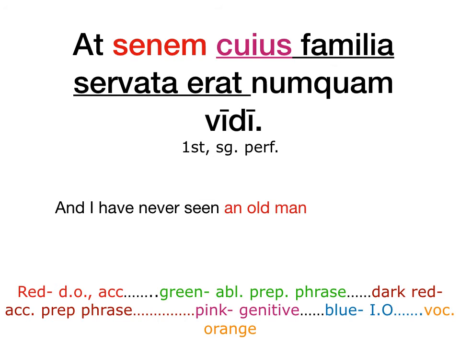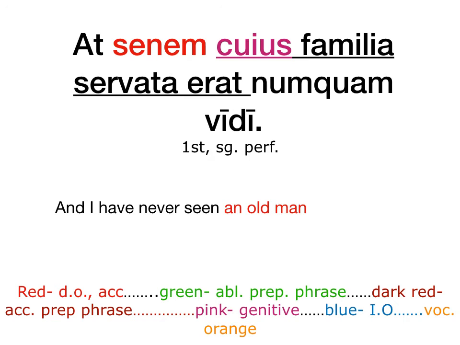So, and I have never seen an old man. That's just the first two words and the last word, and the last two words, right? That is the main clause. In English terms, the word order is crazy. It'd be something like, but the old man, blah, blah, blah, I've never seen. So that's kind of what it is, but I'll take it this way. And I have never seen an old man or the old man.